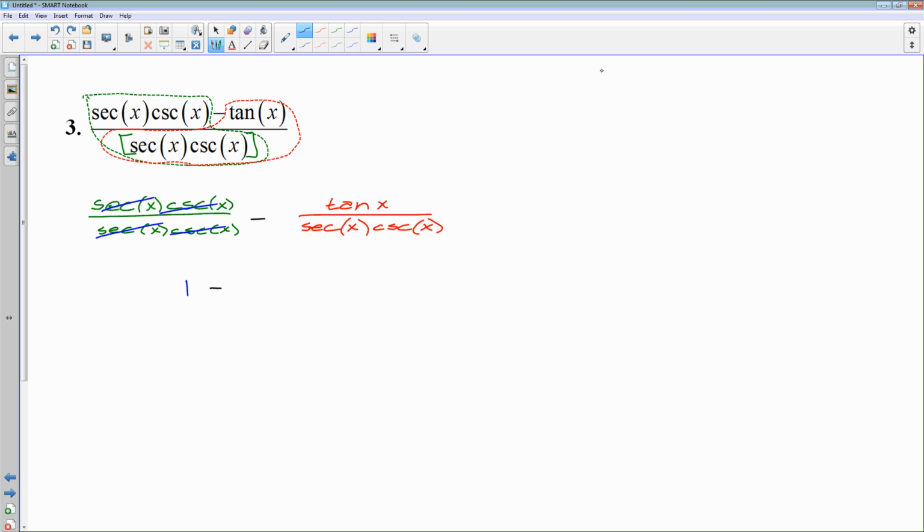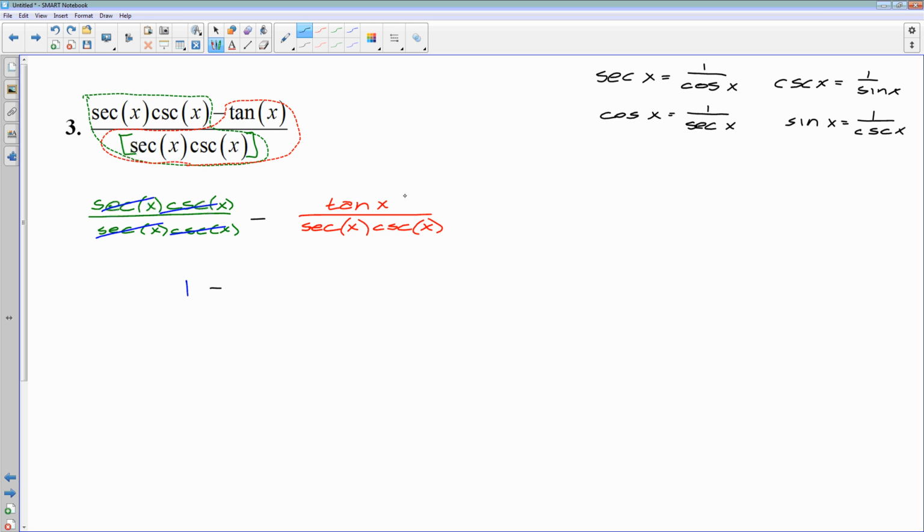I know in the back of my mind that secant x is 1 over cosine, right? That also means that cosine x is 1 over secant. They are reciprocals of each other. Same thing with cosecant and sine. I know that cosecant x is 1 over sine x, and sine x is 1 over cosecant x.